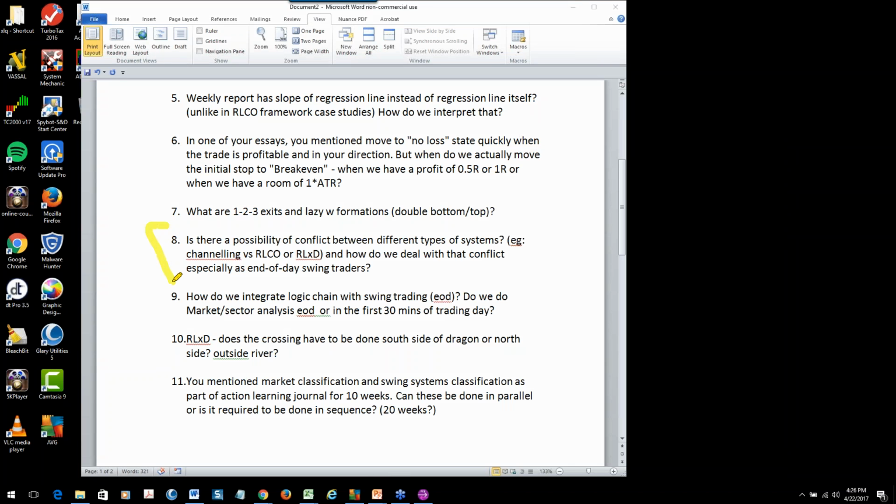Is there a possibility of conflicts between different types of systems? Yes. And how do we deal with that conflict, especially as end-of-day swing traders? I think that you start by reading the rules and looking at the trade frames and the trading case studies and paper trading these things, and then find the ones that resonate most strongly with your trading beliefs and your trading proficiency and all of your experience.